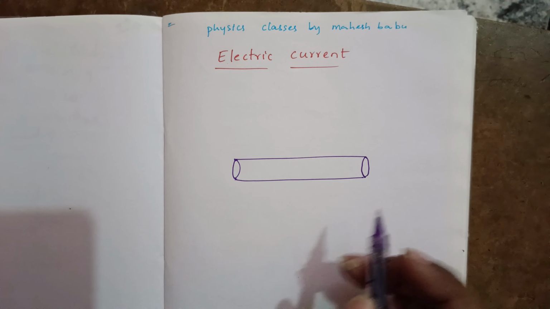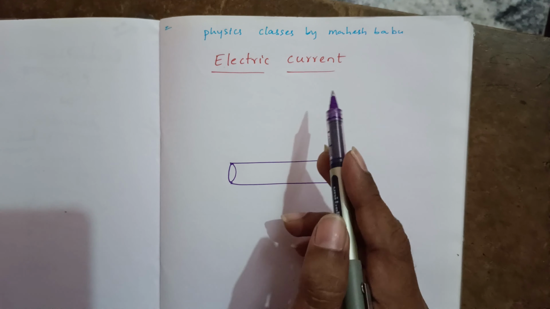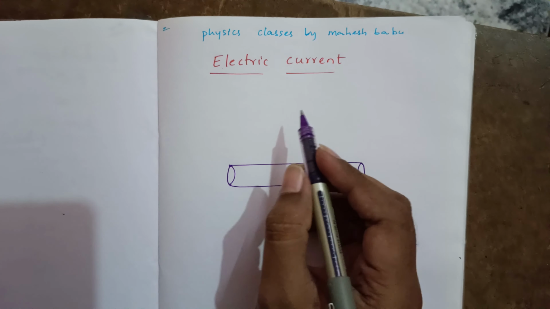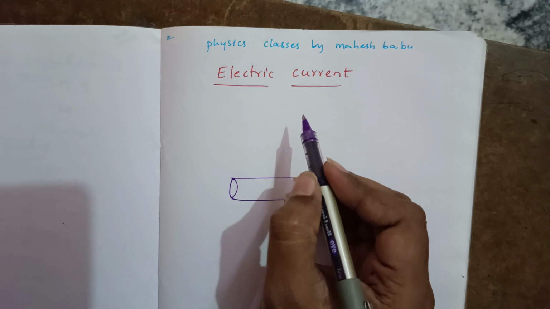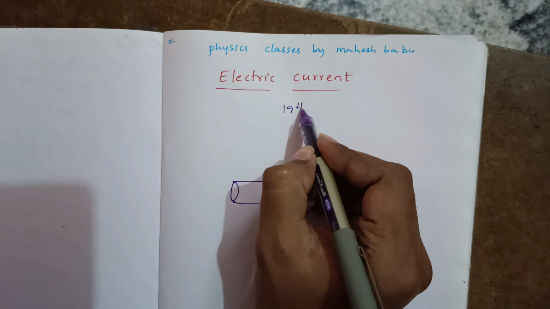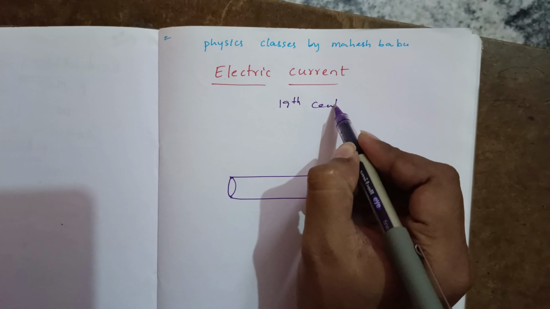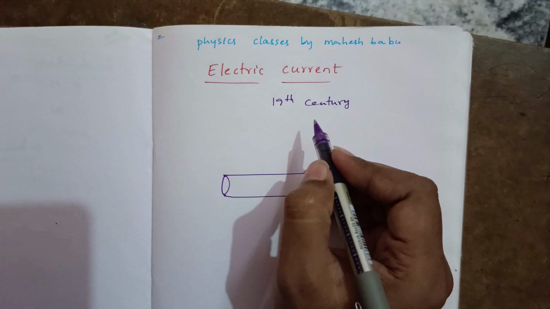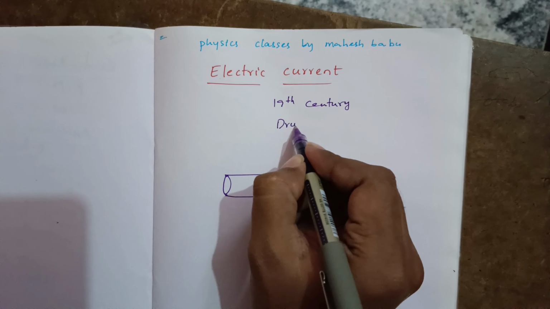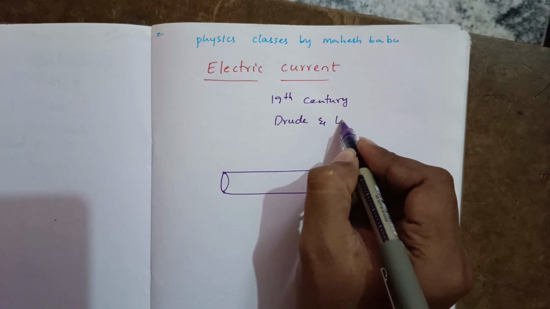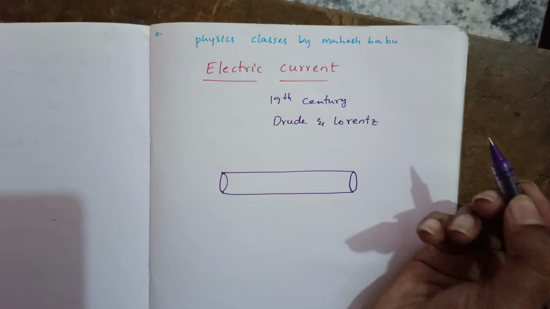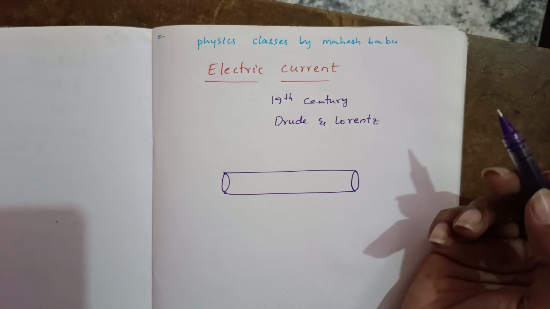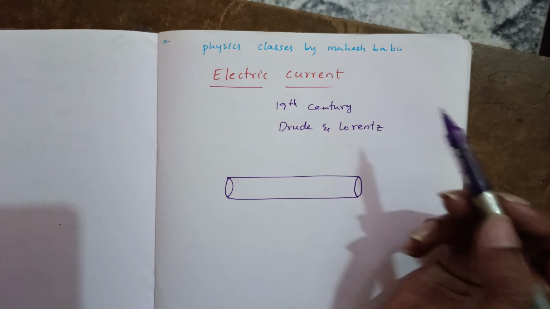Today we will discuss electric current. Chapter electric current. Now in the 19th century, scientists Drude and Lorentz did some experiments and they explained about electric current.